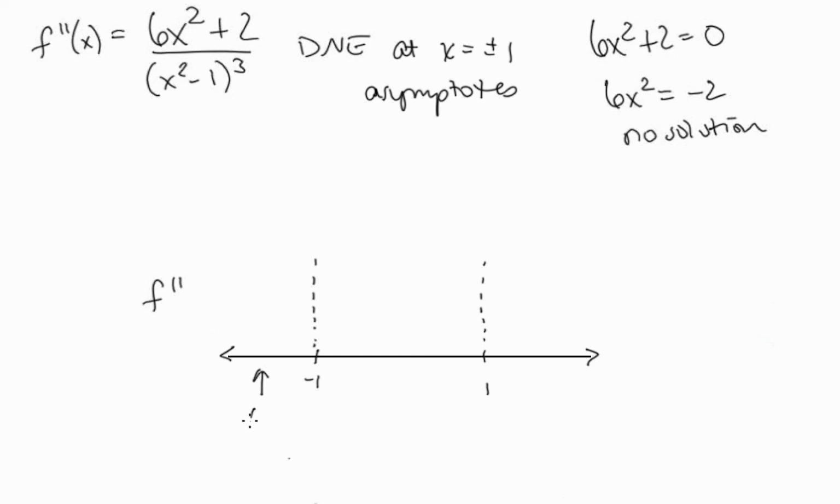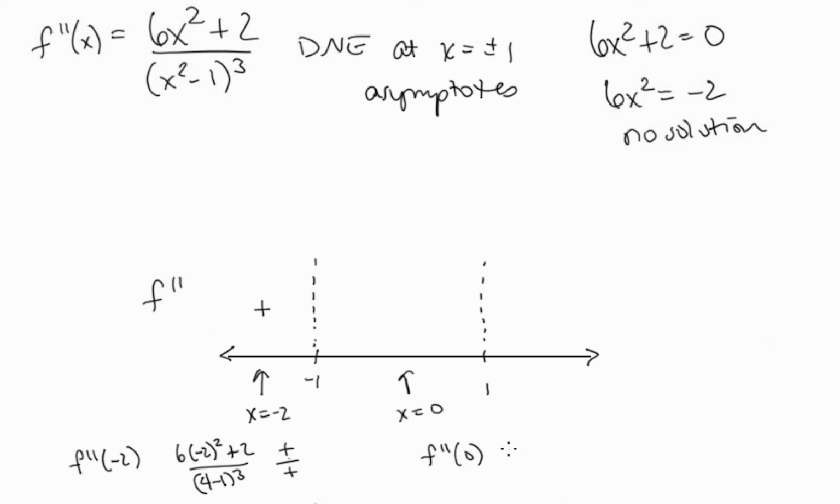So here, for example, x equals -2, f double prime of -2 would be 6 times -2 squared plus 2 over (-2 squared, which is 4, minus 1) to the third. We're going to have positive over positive. This is going to be positive. Here we can choose x equals 0. F double prime of 0 is going to be 2 over -1 to the third. So that's going to be negative, and then we have a negative sign here. And for x equals 2, f double prime of 2 is going to be the same thing that we have here. It's going to be 6 times 4 plus 2 over (4 minus 1) to the third, and that's all positive.